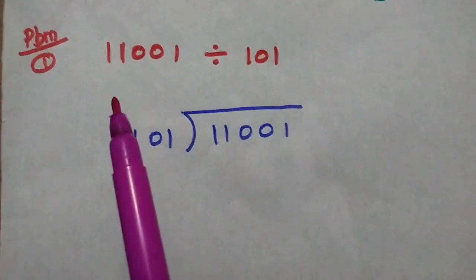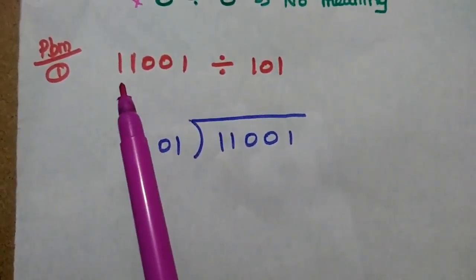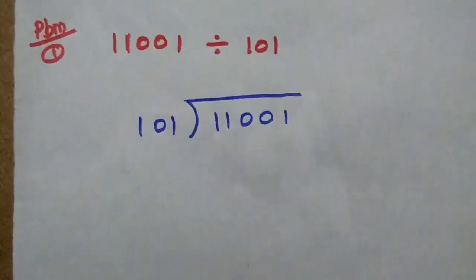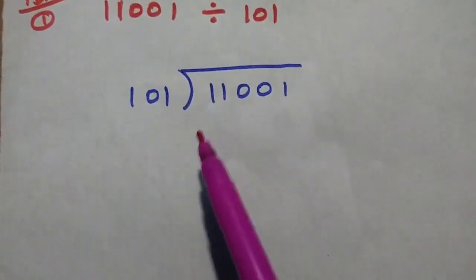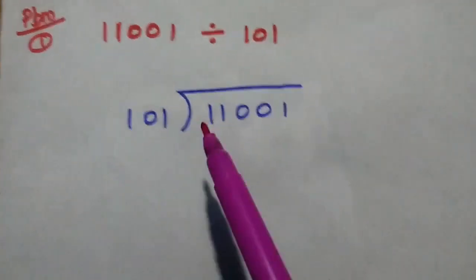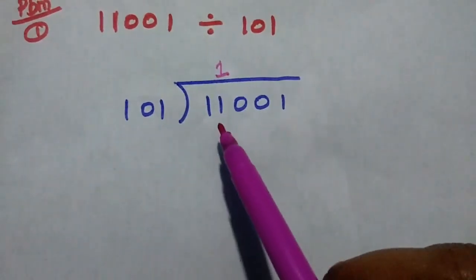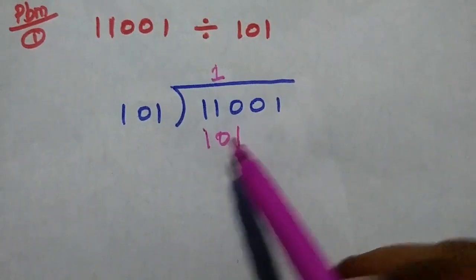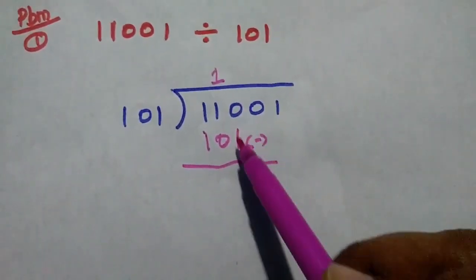Now we are going to solve some problems in division. We are going to divide 11001 by 101. Here we are going to use the long division method. Now we are going to divide this value by 101. We are having 1 time. Then 1 into 101 is equal to 101. Then we have to subtract this value from this.